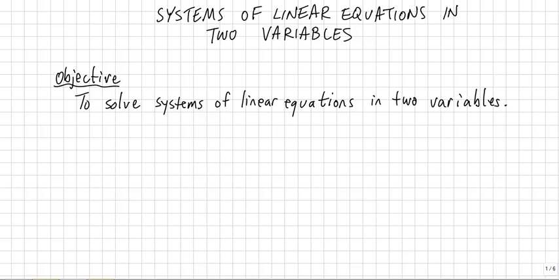In this section, we're going to talk about how to solve systems of linear equations in two variables. So we're still dealing with equations that, when you graph them, are lines, and we're still dealing with equations that use two variables, such as x and y.